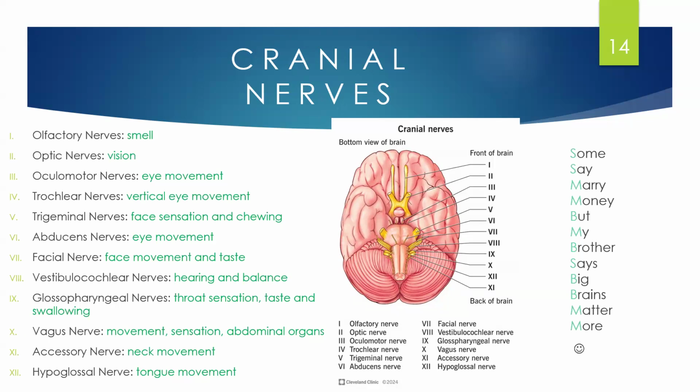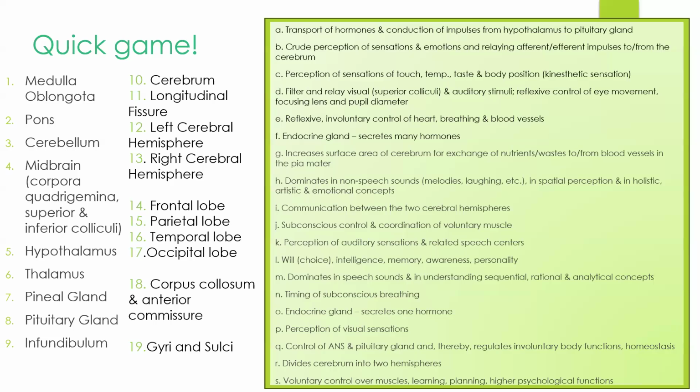Okay. And then I know we just learned them, but I do have a quick game. Oh, I thought this was the cranial nerves. It's the specific parts of the brain and their functions. So I'm going to give you a few minutes to kind of look at them if you can read them, and then we'll go over them.